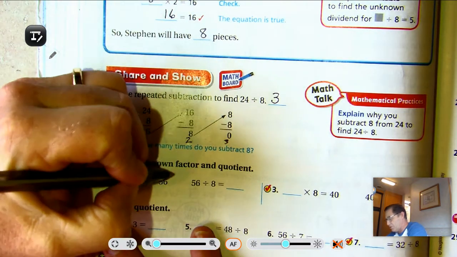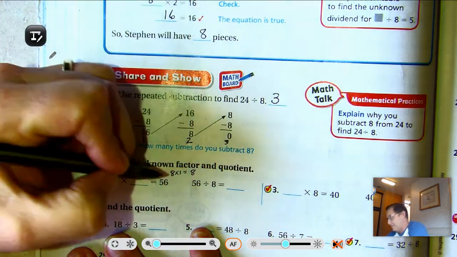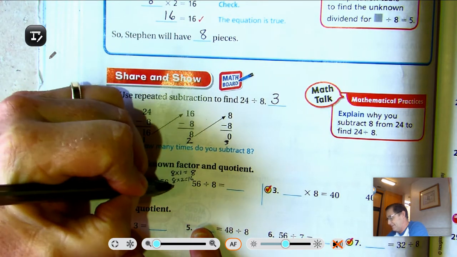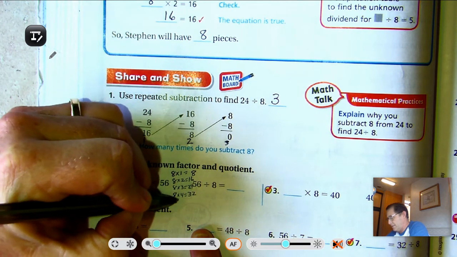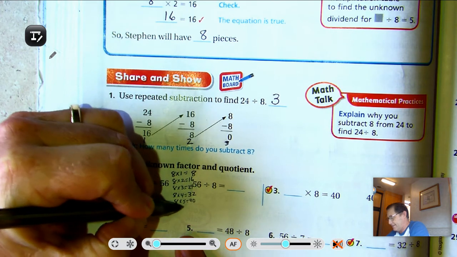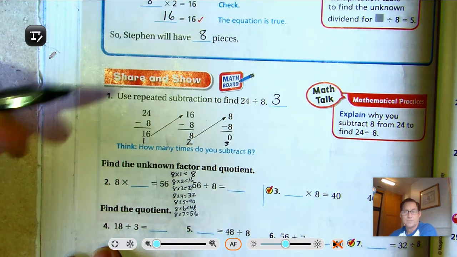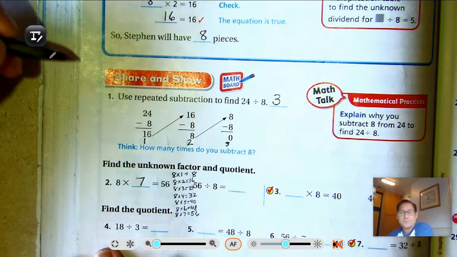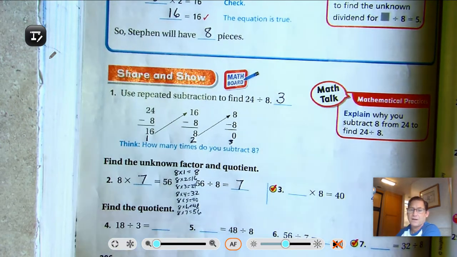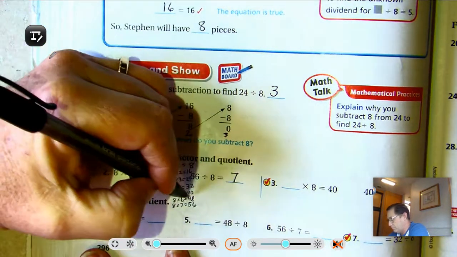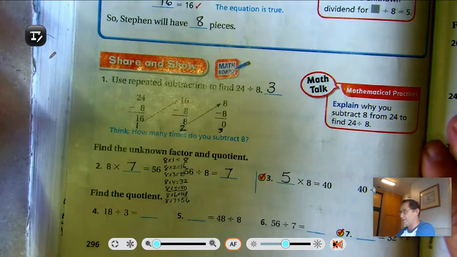Again, we really should know our 8s. So 1 times 8 is 8, 8 times 2 is 16, 8 times 3 is 24, 8 times 4 is 32, 8 times 5 is 40, 8 times 6 is 48, 8 times 7 is 56. I can stop there because 8 times 7 is 56. If 8 times 7 is 56, then 56 divided by 8 is 7, because they are related facts. What number times 8 is 40? Well, we did that. 8 times 5. So 5 times 8 is 40.